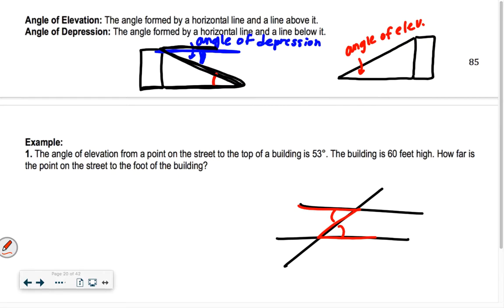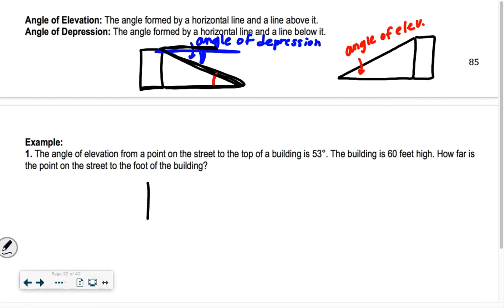Okay, the word alternate means opposite sides of the transversal. They're on opposite sides of the line that cuts through them. So alternate, and are they inside or outside of the parallel lines? They're inside, so they're alternate interior angles. So the angle of depression and angle of elevation are alternate interior angles. That's why they're the same. If you are standing on the top and looking down, or standing at the bottom and looking up, those angles are the same.